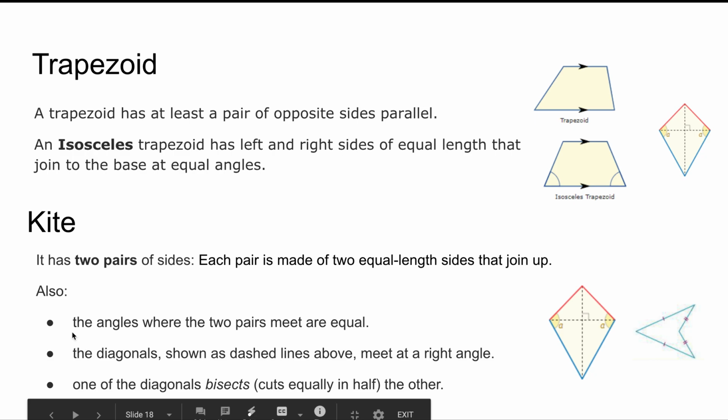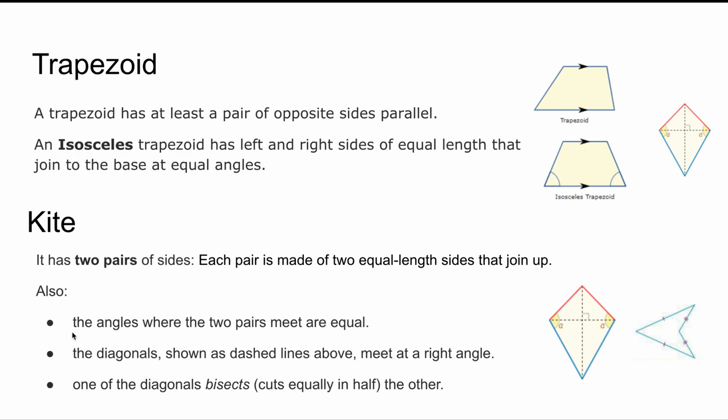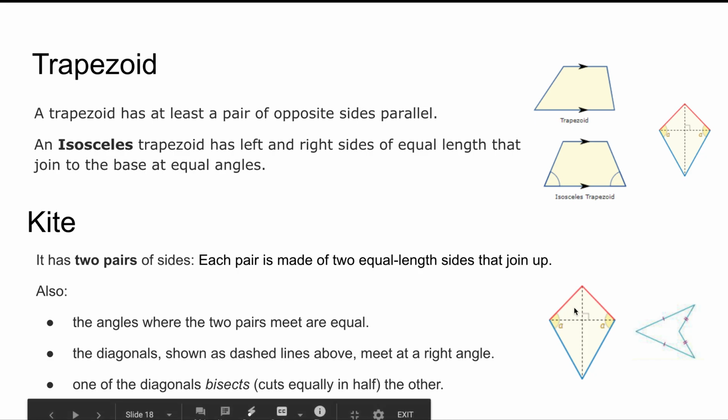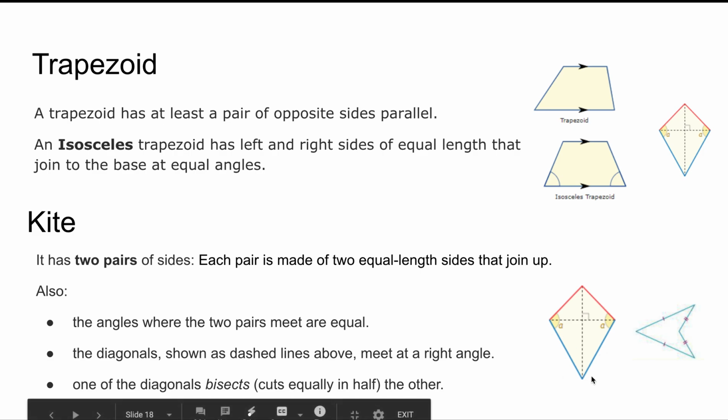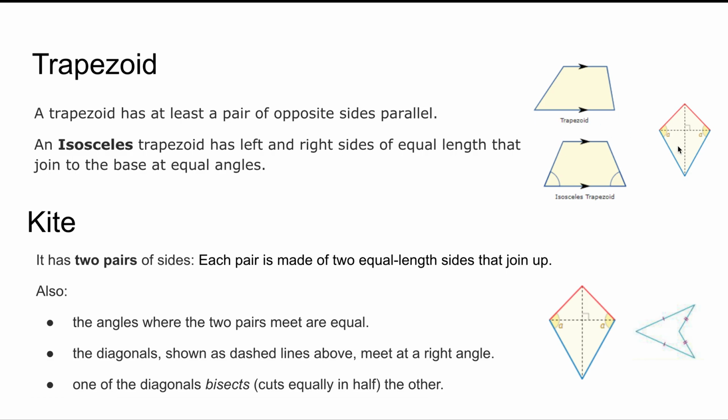Okay, kite has two pairs of sides, but it's different from trapezoid because each pair is made of two equal length sides that join up. So like this, they are not opposite to each other, but they are joining, so they are adjacent to each other. That pair are congruent, and the other pair is congruent, that are joining to each other. They are consecutive to each other. We call this the kite. You see the difference between trapezoid and kite?